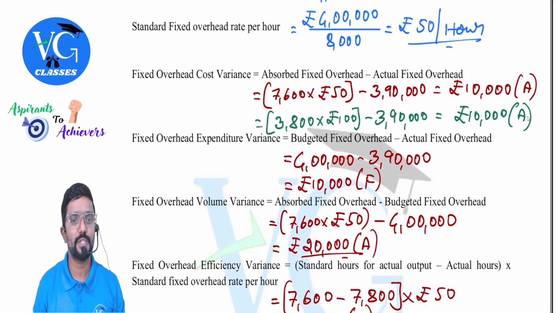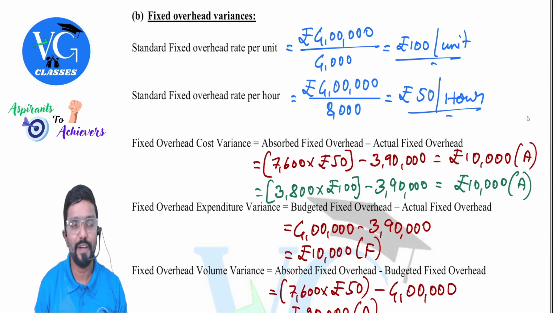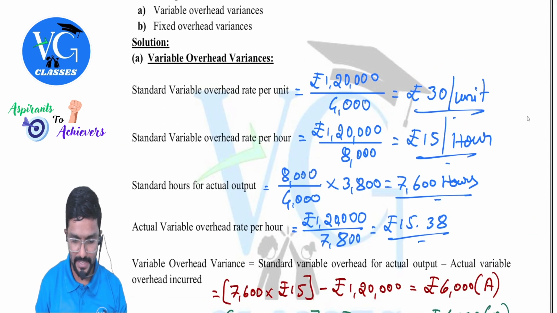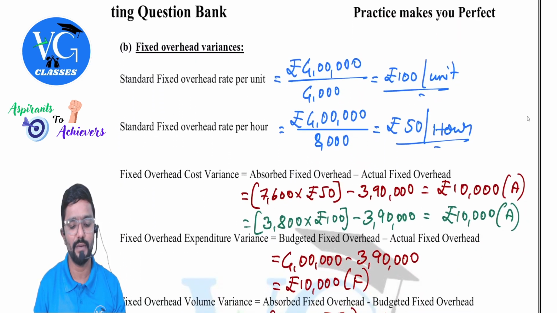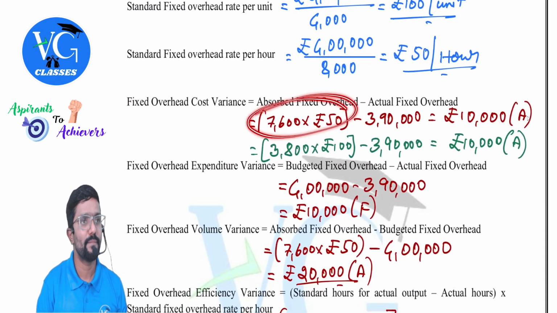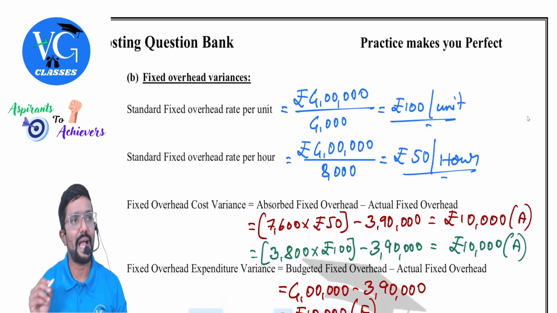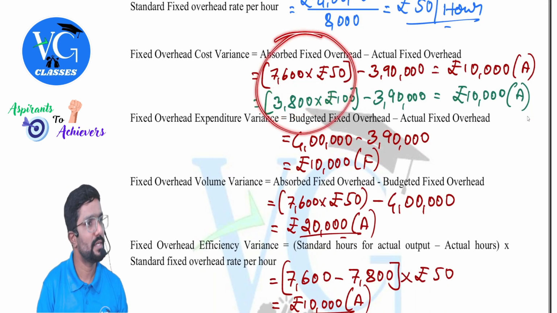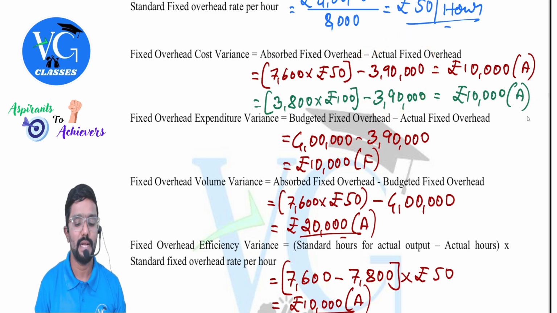Let us see the fixed overhead cost variance. Observed fixed overhead, how do we calculate it, sir? If I observe based on hours, 50 rupees into standard hours. Standard hours, how much? 7,600. Hours data will remain the same for both fixed and variable. Sir, what if I use output data? Then per unit into actual output, 3,800. You will get the same. Minus actual fixed overhead. You are getting 10,000 adverse.